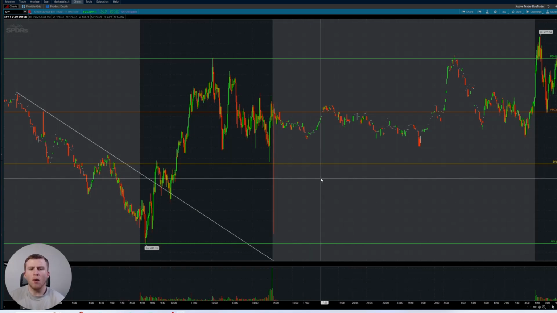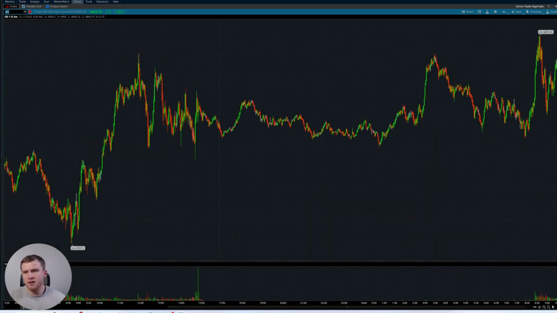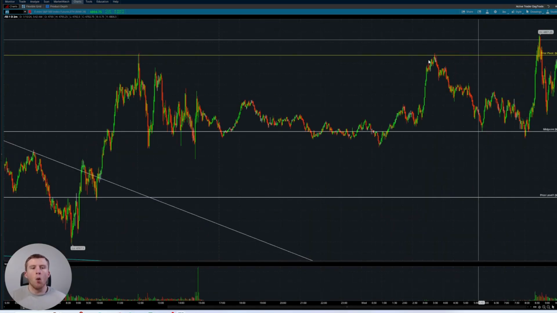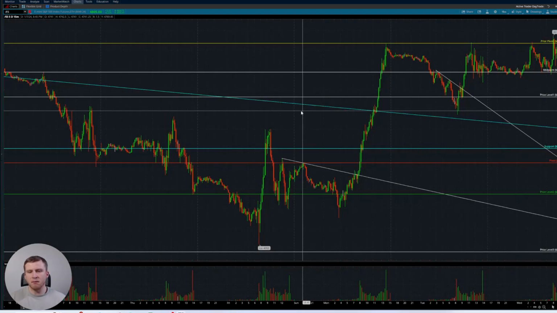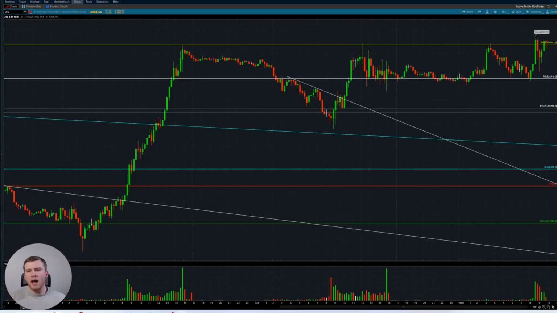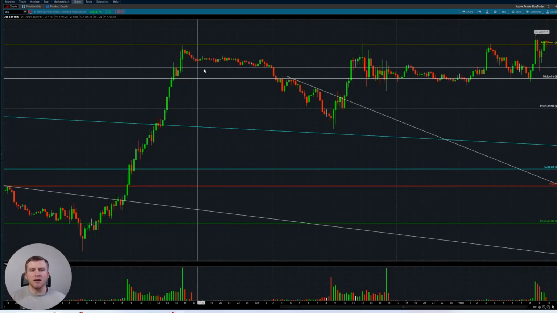And the one thing I want to note too is let's go into /ES right here, and let's go into that hourly level. What are we seeing right here? And even if we went into the 5-day 15-minute. So we went from an uptrend now to making a lower high here in consolidation.